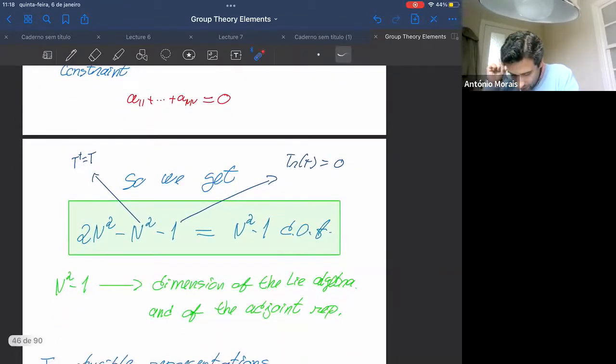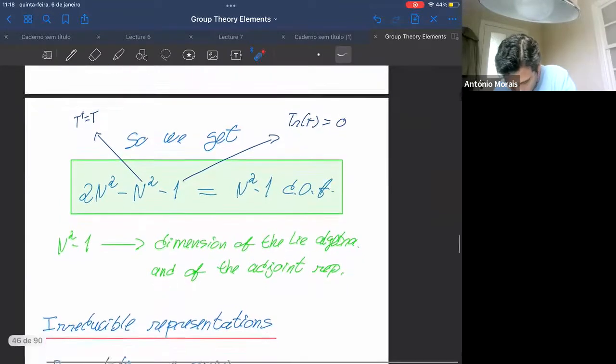This is also, not by coincidence, in fact the dimension of the Lie algebra and of the adjoint representation. So the freedom that we have in SU(N) matrices gives you the dimension of the corresponding Lie algebra and also of the adjoint representation of such a group.